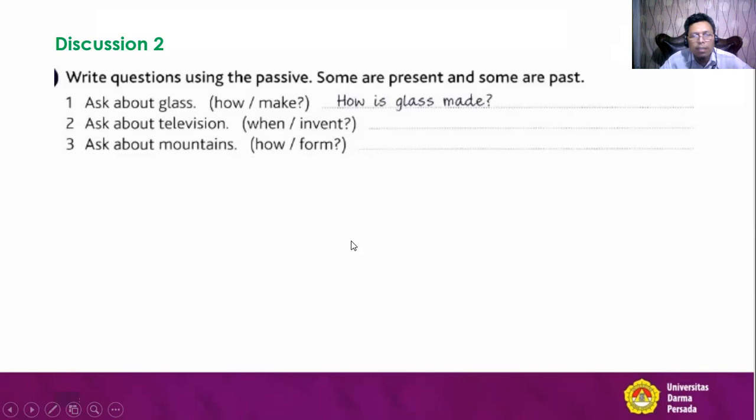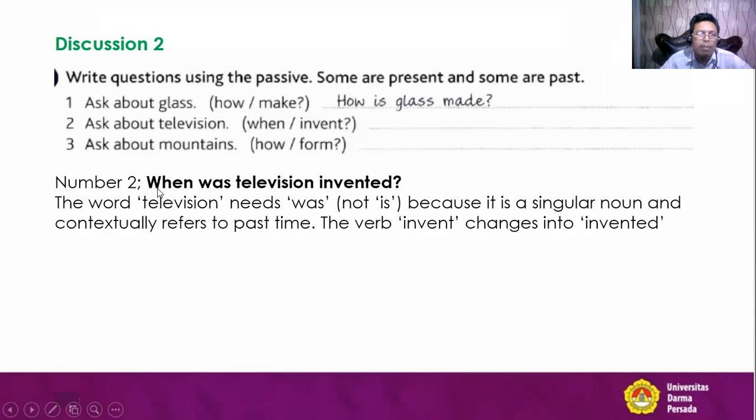Compare your answers with the one that I have here. Number 2, when was television invented? So we have when, and then after that to be, because again you must think about the combination of to be and then a participle verb. Was invented, and then we put television. When was television invented? The word television needs was, not is, because it is a singular noun and contextually refers to past time. The verb invent changes into invented.